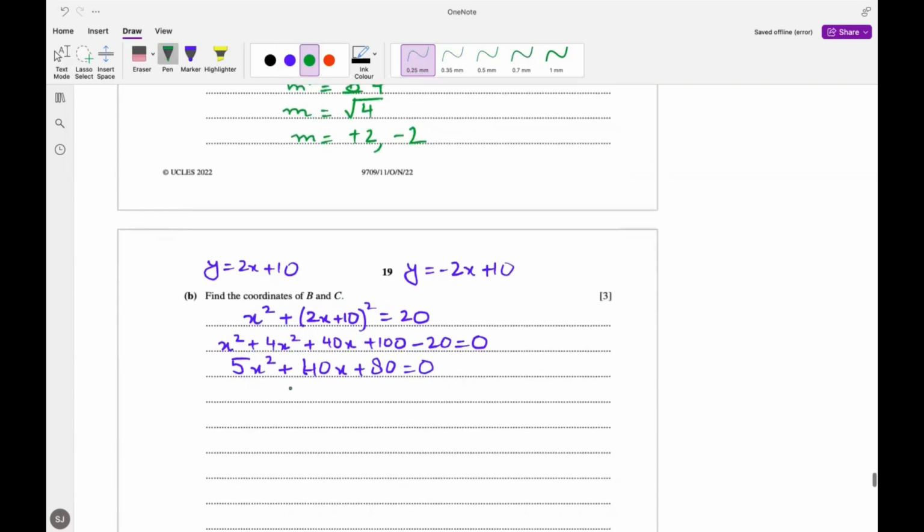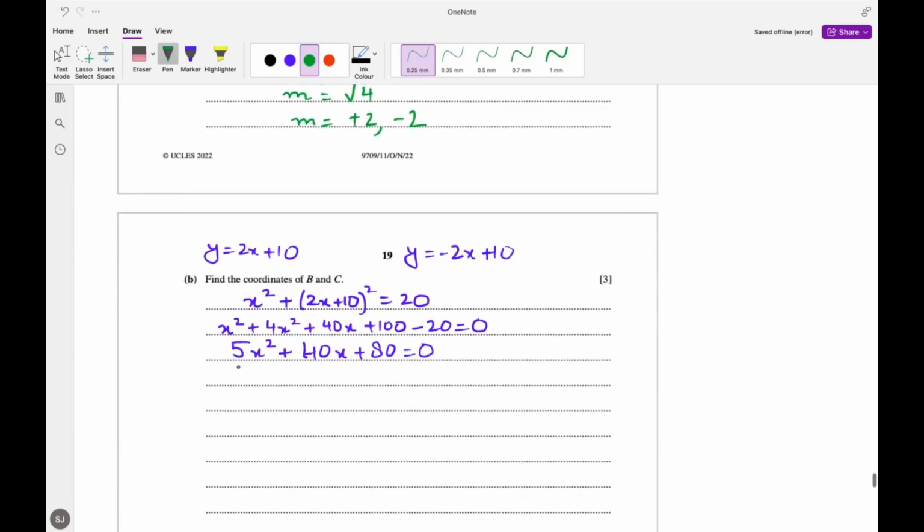We can now use our calculators to find the value of x, or we can simplify this to first write it as x squared plus 8x plus 16. And factorizing this, we'll get (x plus 4)(x plus 4) equals 0. So the value of x will be equal to minus 4.